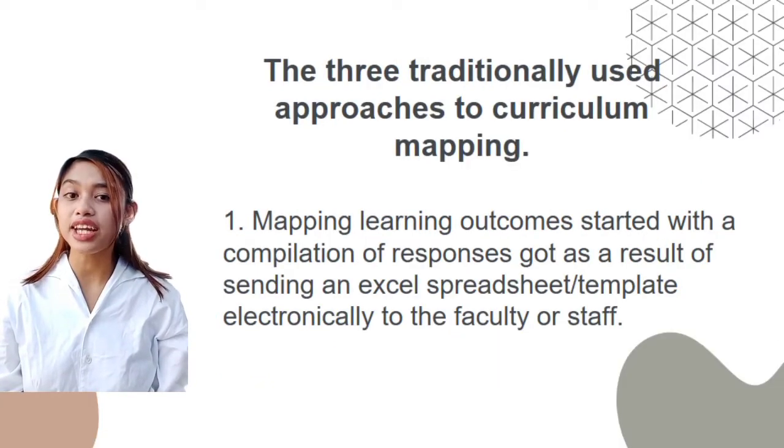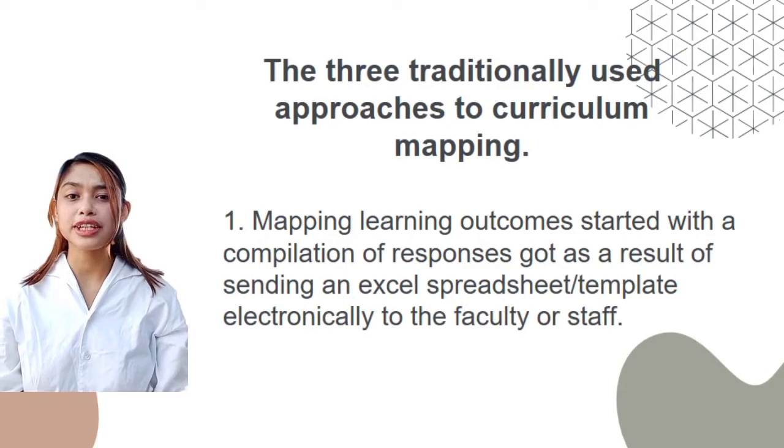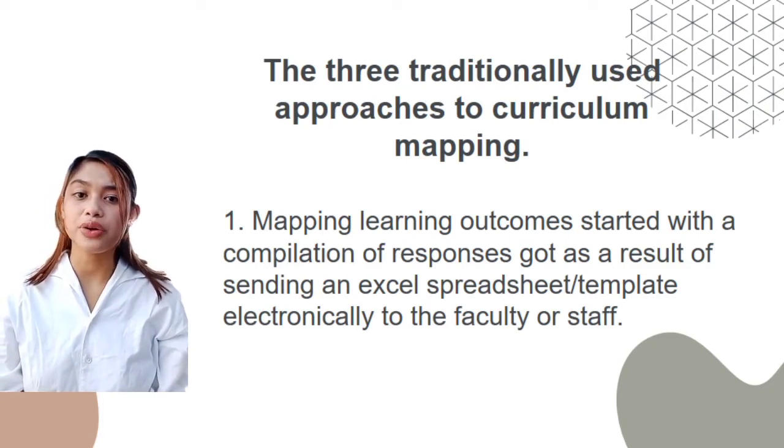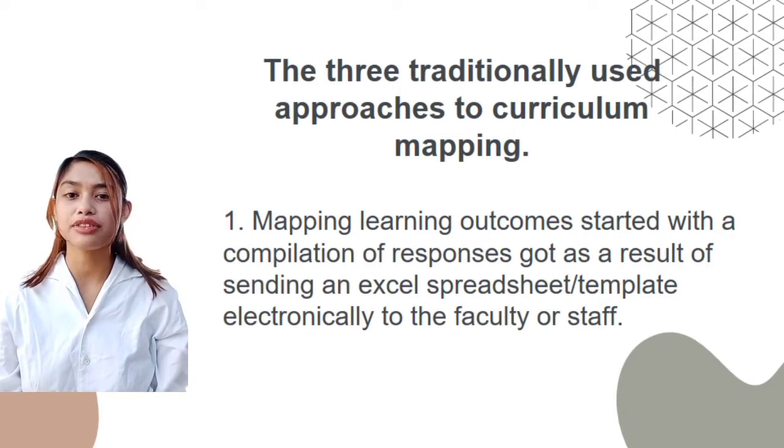So there are 3 traditionally used approaches to curriculum mapping. So first, mapping learning outcomes started with the compilation of responses obtained as a result of sending an Excel spreadsheet or template electronically to the faculty or staff. So the first one is the compilation of the responses, which are put into the Excel spreadsheet or the template.